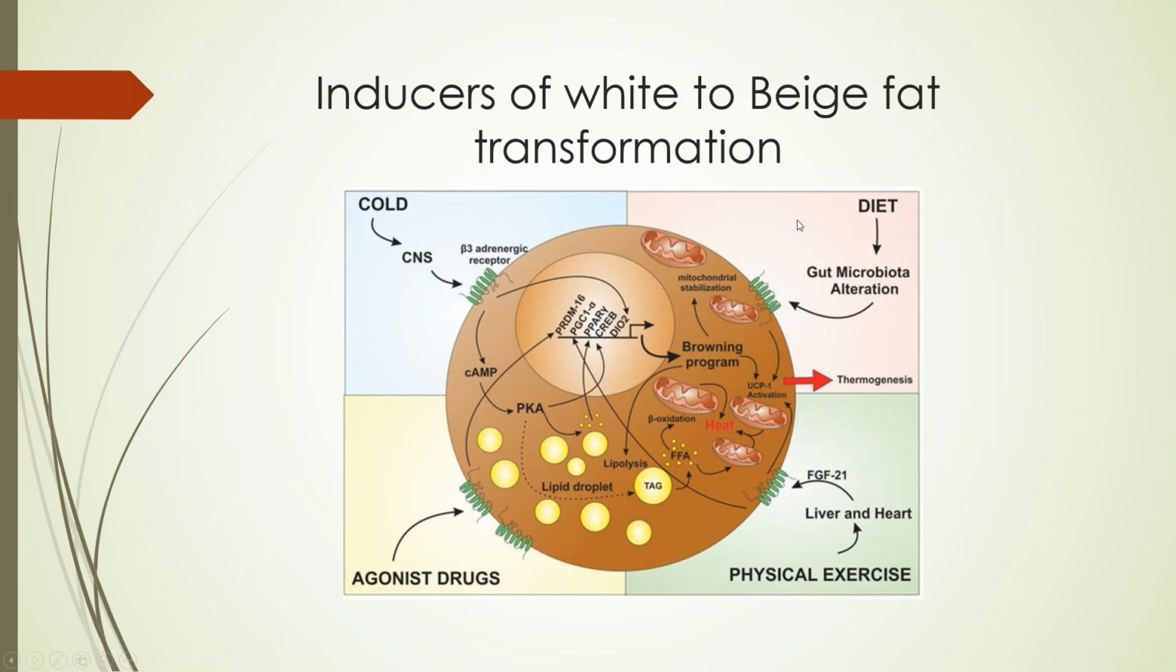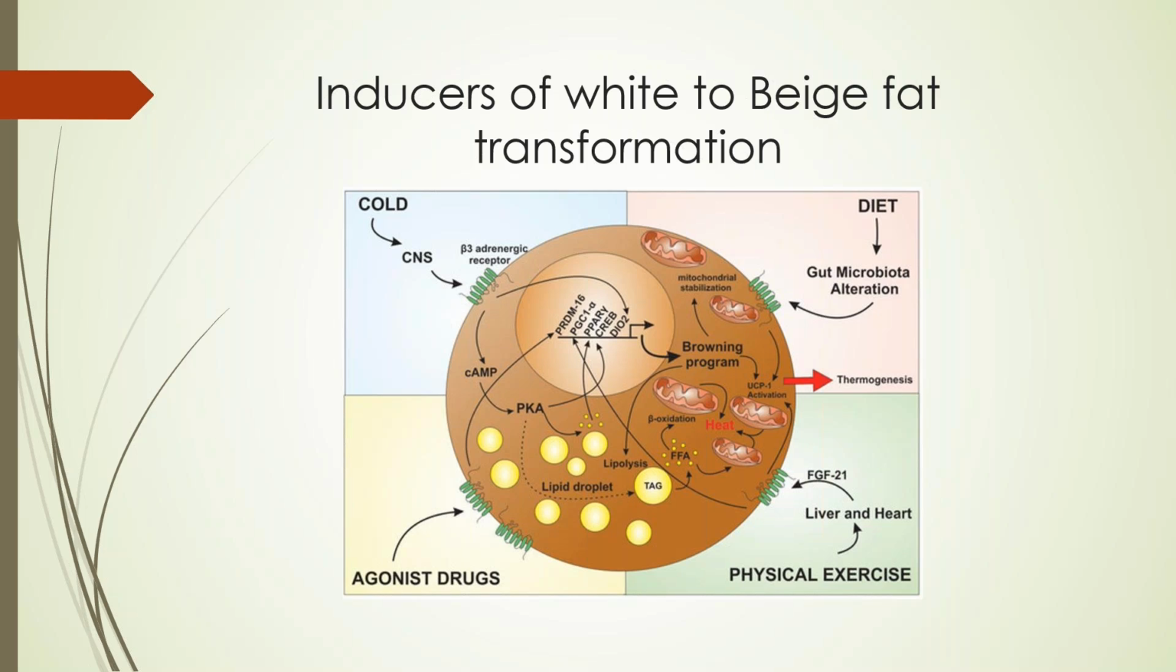Okay, so what are the inducers of white to beige fat transformation? Because we are limited in the amount of brown fat we have, we cannot increase it, we can only increase the activity. So now the studies are being carried forward to see how we can convert these white adipocytes into brown, because there is a twofold advantage in this.